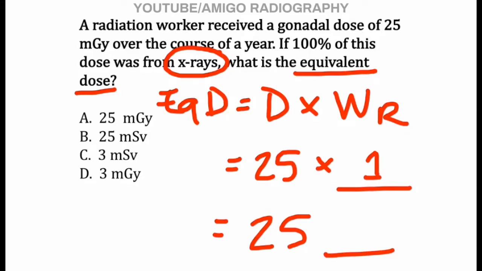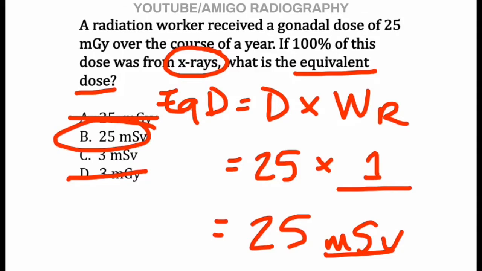But what units should we use? When we calculate equivalent dose, we convert the milligray into millisieverts. We actually can immediately eliminate any answer option that uses the milligray, because equivalent dose is not measured in milligray, it's measured in millisieverts. So A could not be correct, D could not be correct, and so we know it's 25 millisieverts because that's how we measure equivalent dose. So the answer is B.